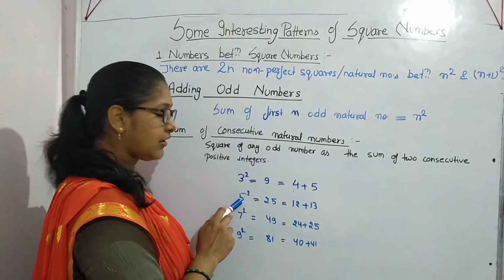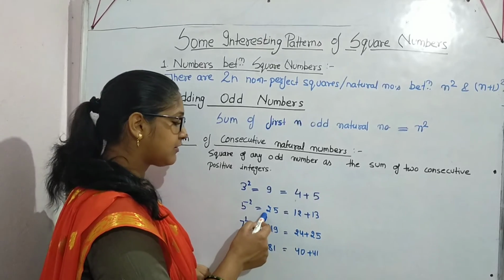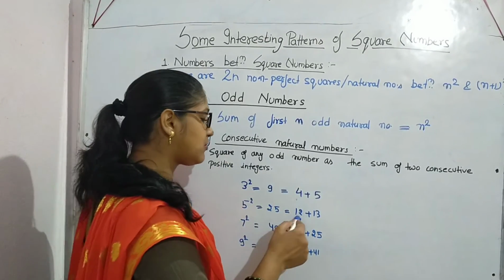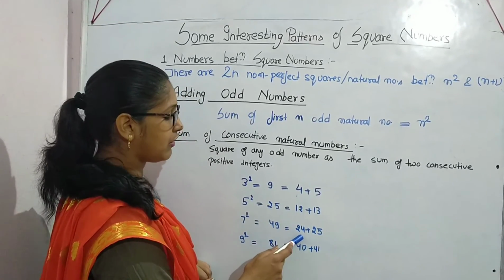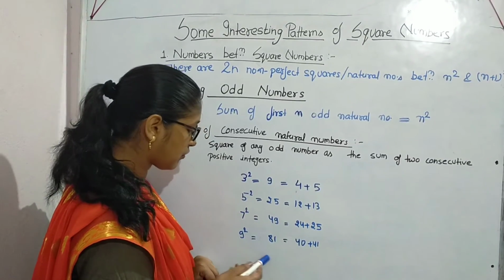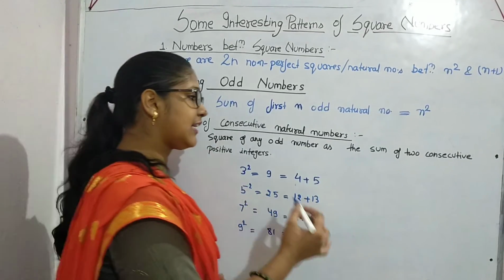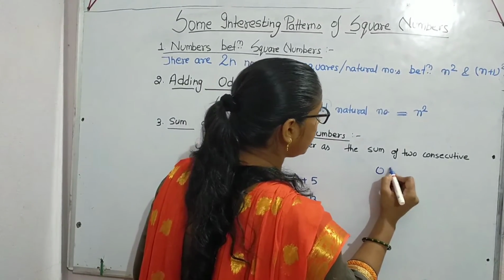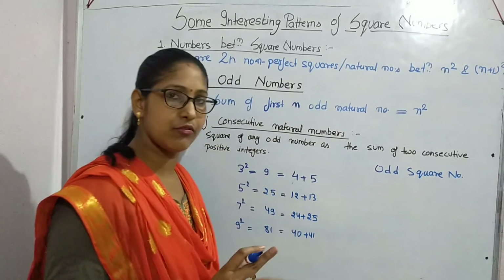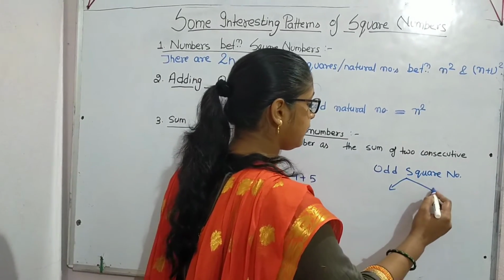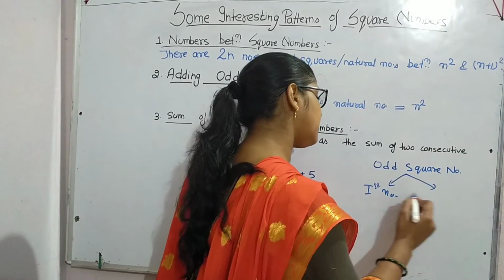5 is an odd natural number and the square of 5 is 25, which is also an odd perfect square number. It is the sum of two consecutive positive numbers, 12 and 13. Same as 7 square is equal to 49, which is the sum of 24 plus 25. 9 square is equal to 81, which is the sum of 40 plus 41. So we can say that in general, odd square numbers are the sum of two consecutive positive integers, first number and second number.